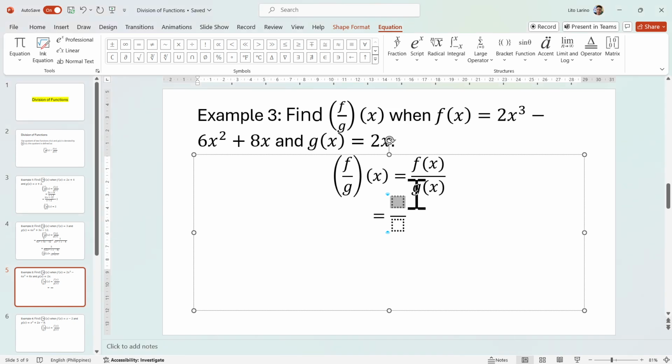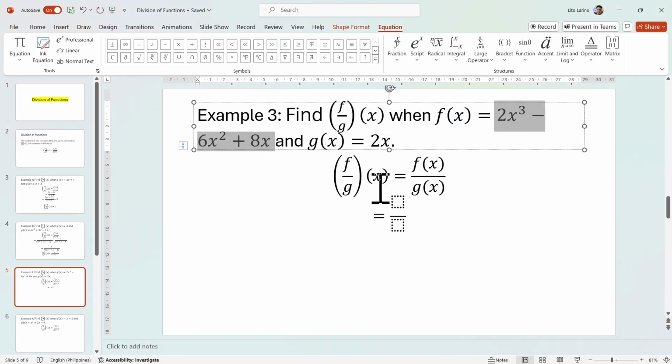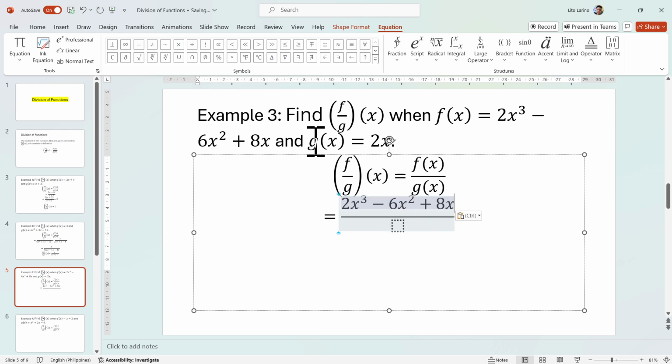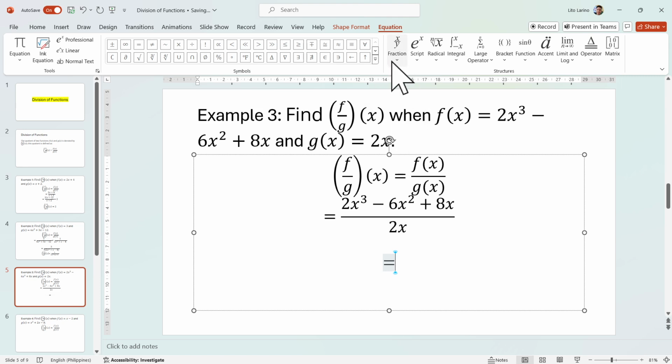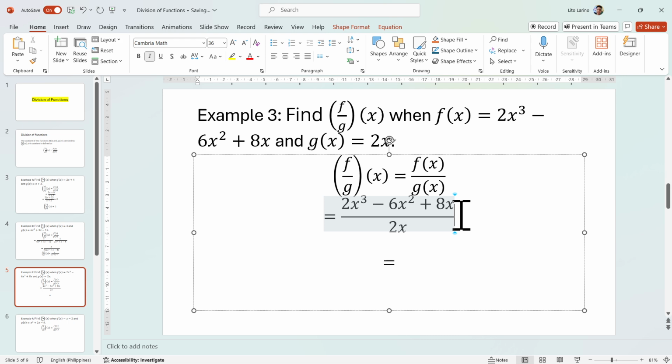The laws of exponent. We have our f of x is this expression, while our g of x is 2x. Now, another way of doing this is simply dividing each term of the numerator by the denominator. So we can have 2x cubed divided by 2x minus 6x squared divided by 2x plus 8x over 2x. Let me show you how it is done for you to better understand this.